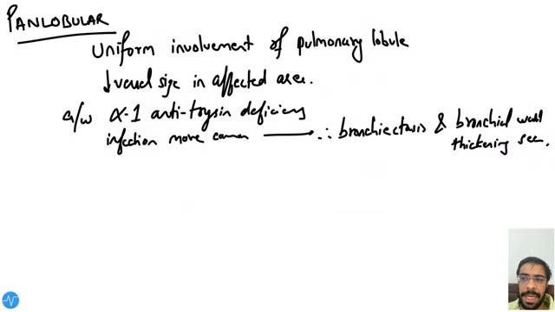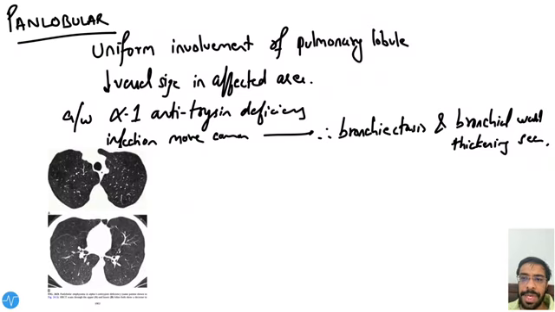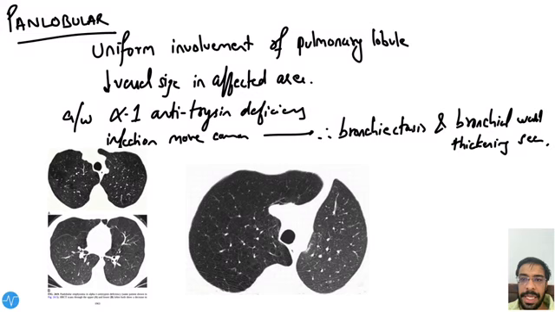Now let us see the diagram. In this diagram you can see that the whole of this CT shows the panlobular pattern, whereas in contrast, in centrilobular, only the center of the pulmonary lobule is affected. Here everything will be affected. In the other diagram you can see that the whole part is affected, appearing black, and in that black region the vessels, the white part, are appearing.